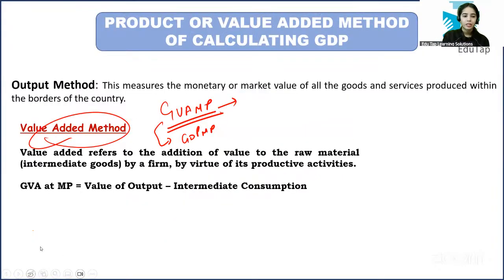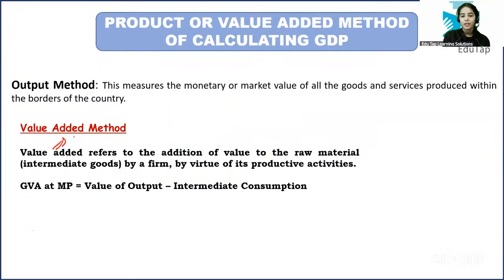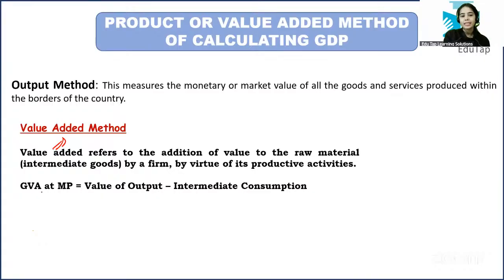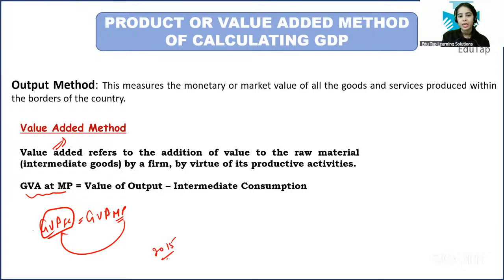So through the value added method, we see the value of output in the market. That's why GVA is calculated at market price. But this GVA at market price was converted into GVA at factor cost to see the producer side, the supply side, the production side. Till 2015, GVA at MP was converted into GVA at FC by deducting the indirect taxes and adding the subsidies. Till now, clear?